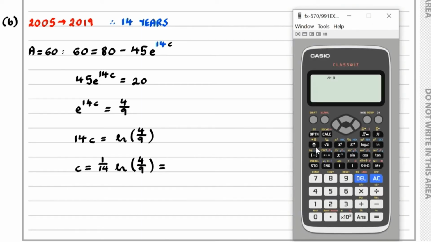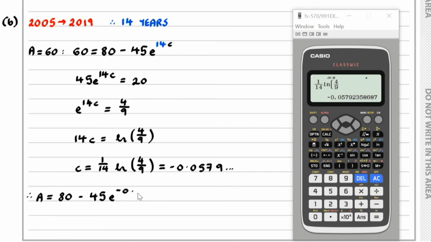And if we work out the decimal equivalent of this, 1/14 multiplied by the natural log of 4/9, you'd find this to equal minus 0.0579, etc. And giving the value of c to 3 significant figures, the equation of the model is given by A equals 80 minus 45 e to the power of minus 0.0579 t, to 3 significant figures.